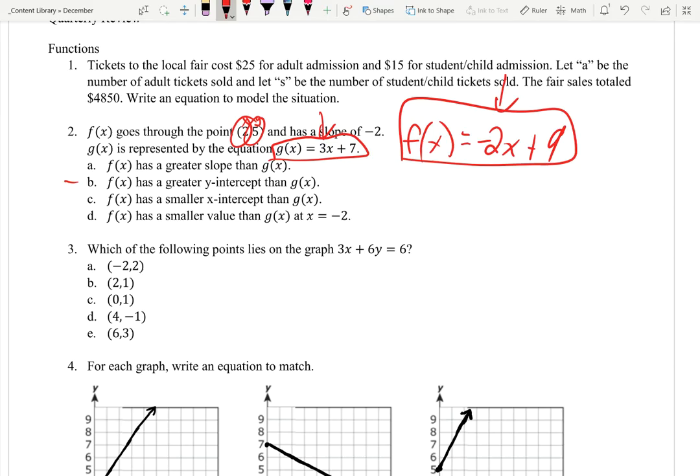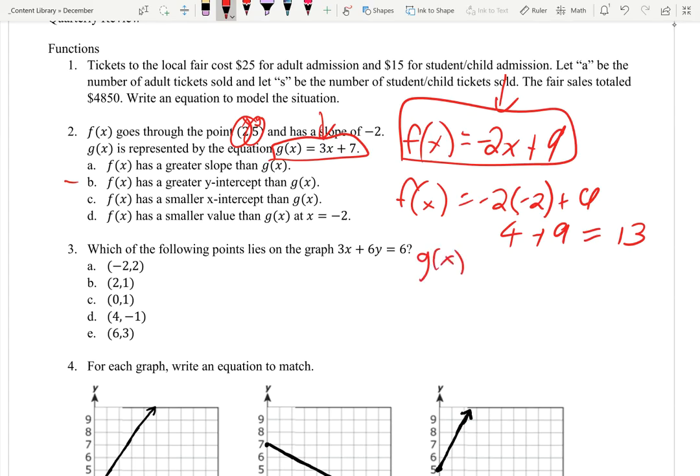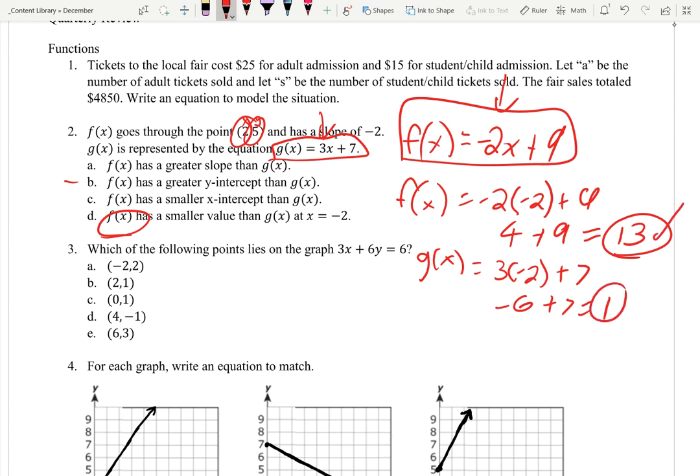And f of x has a smaller value than g of x at x equals -2. Well, if that's true, we can just plug in -2. So for f of x, if I plugged in -2, it would be -2 times -2 plus 9, which would be 4 plus 9, which means that f of x would be equal to 13. If we try the same thing with g of x, if we plug -2 in, it would be 3 times -2 plus 7, which equals -6 plus 7, which equals 1. So this is saying f of x has a smaller value than g of x. Well, that's not true. f of x had a bigger value than g of x. So I think the only one that was correct here was b.